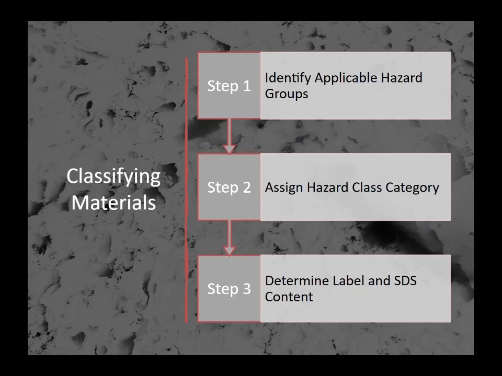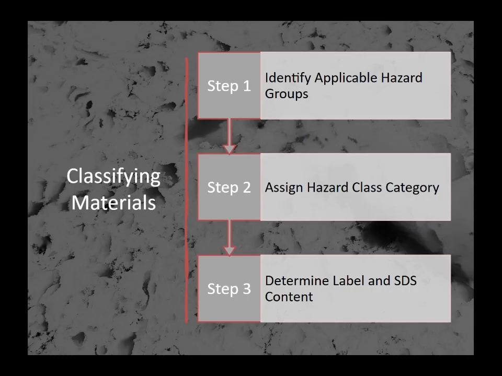For example, a product classified as acute toxicity, oral, category 1, automatically requires the skull and crossbones pictogram, the signal word danger, and the hazard statement, fatal if swallowed. Similarly, this classification dictates what information must be populated in Section 2, Hazard Identification, and Section 11, Toxicological Information, of the Safety Data Sheet. This systematic approach ensures that the hazards identified through scientific analysis are communicated to the worker in a clear, consistent, and unambiguous manner.